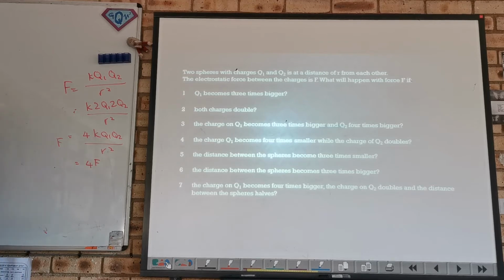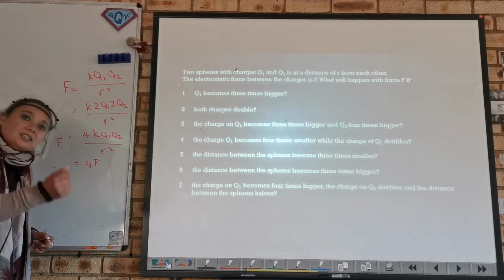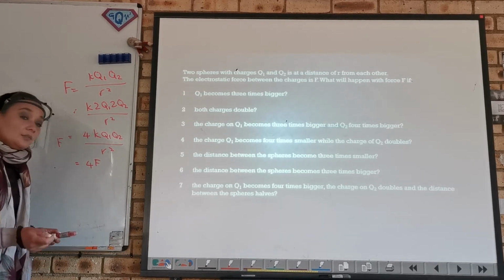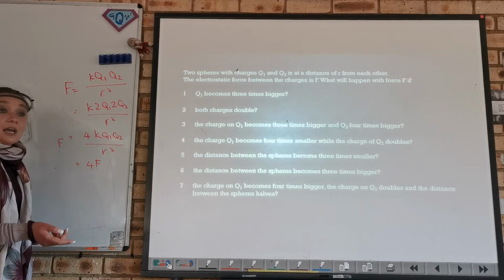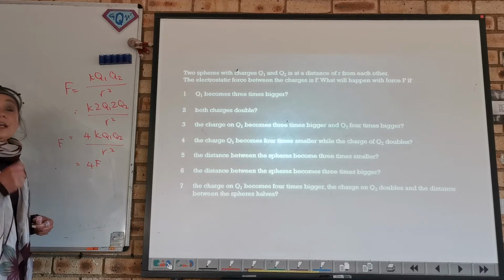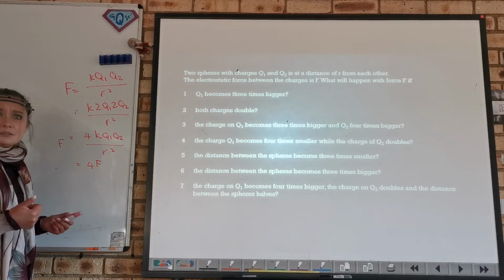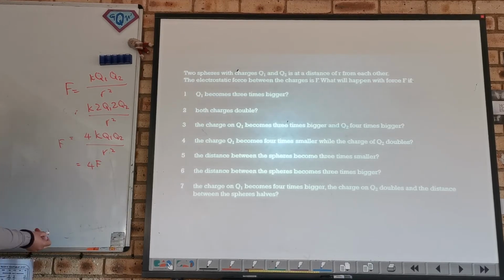Are we okay with that? It makes sense logically because if the relationship is direct proportion, we double the one, we double the other one, that means it's a factor of 4. Yes? Okay, let's look at number 3.